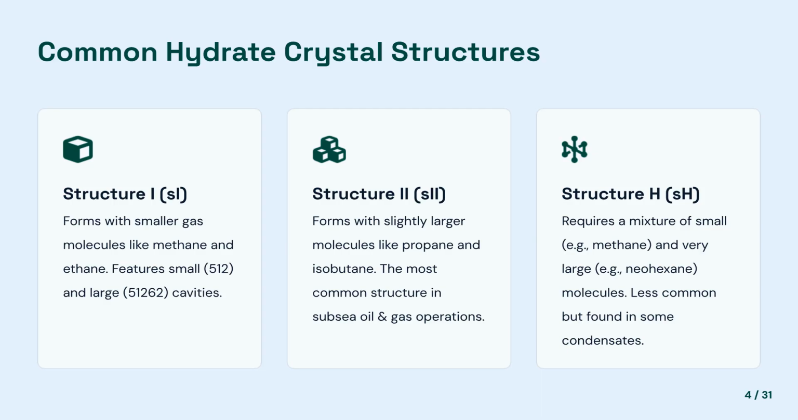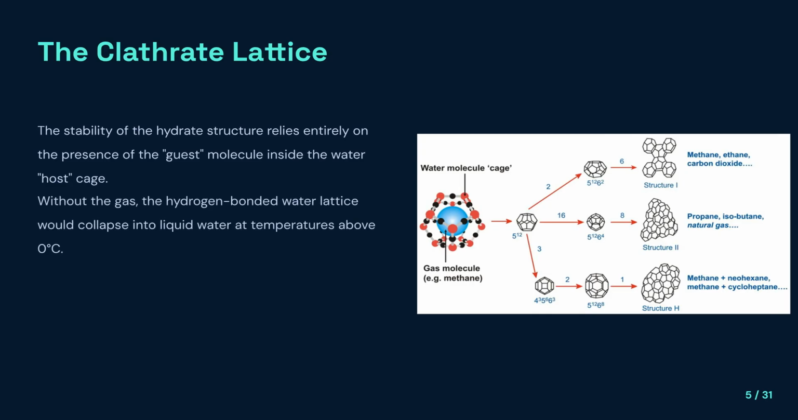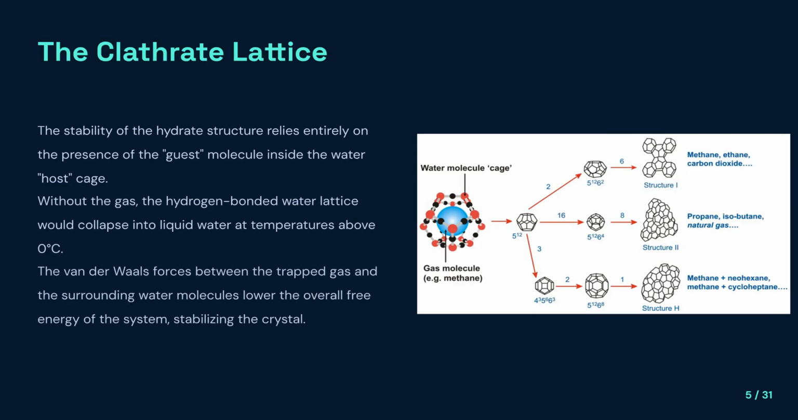Hydrates form in three common crystal structures. Structure I typically involves small molecules like methane, while structure II is the most common in subsea operations, often forming with larger molecules like propane. The stability of the clathrate lattice depends on these guest molecules. Without them, the water structure would collapse into liquid at room temperatures. Essentially, the trapped gas stabilizes the crystal.